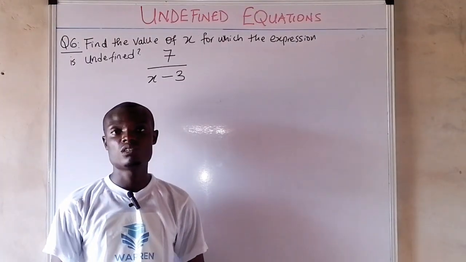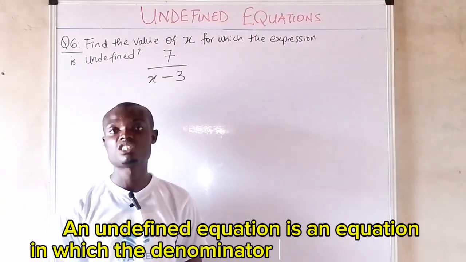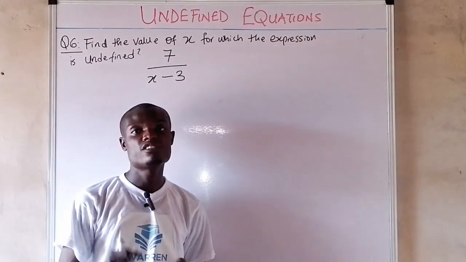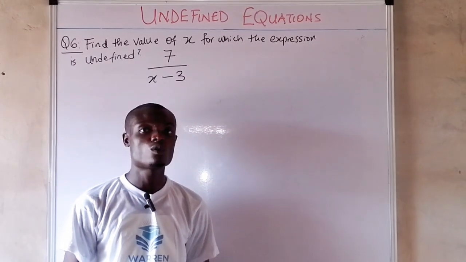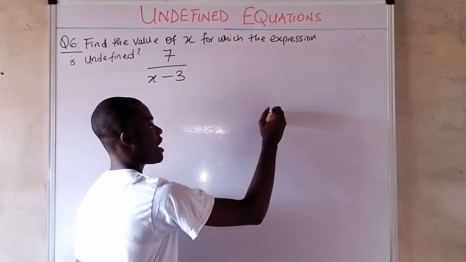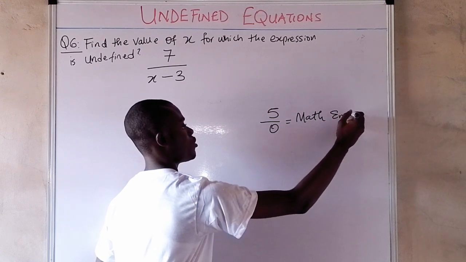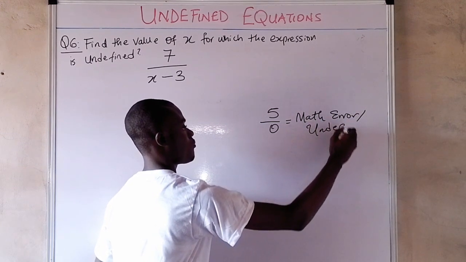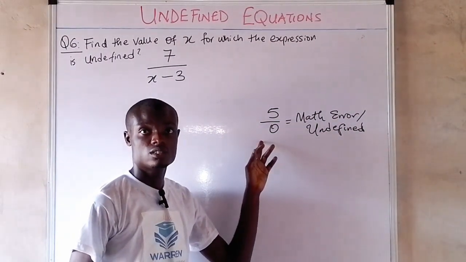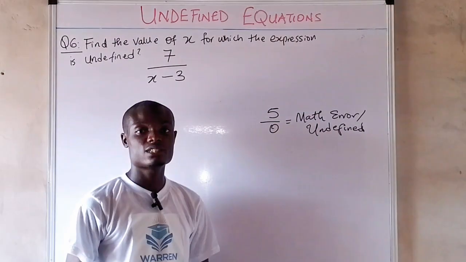In the last part of this video lesson, we are going to look at the undefined equation. An undefined equation is an equation in which the denominator is equal to 0. If you take your calculator and press 5 divided by 0, your calculator will either tell you math error or undefined. It's very simple. You cannot divide something by 0. Because in mathematics, you cannot divide something by nothing. You can't have a loaf of bread and divide the loaf of bread by nothing. It's not possible. That's why we're going to have math error or undefined.